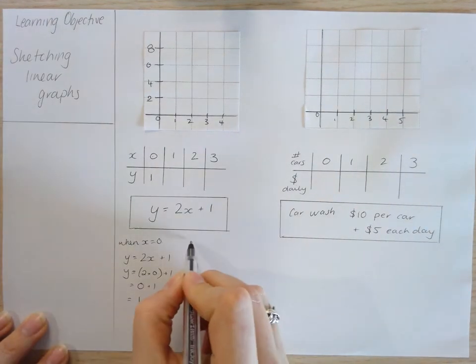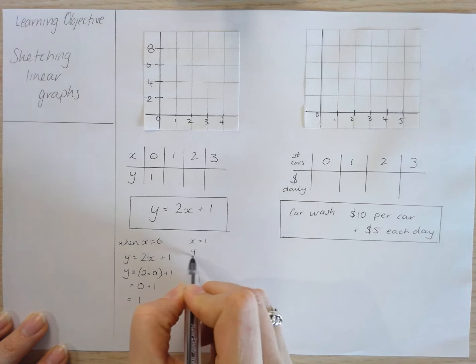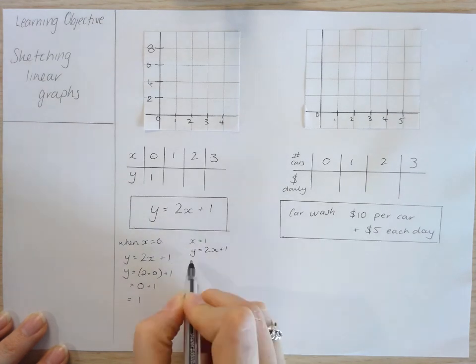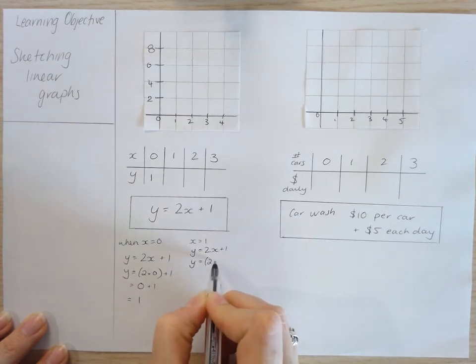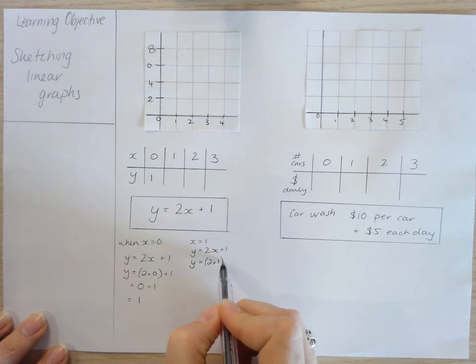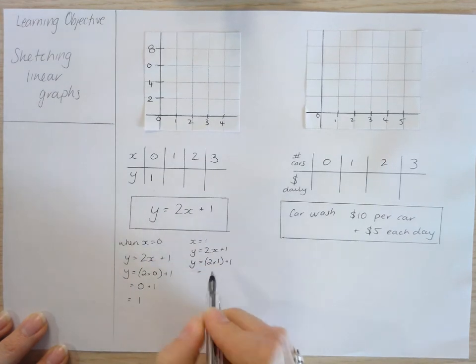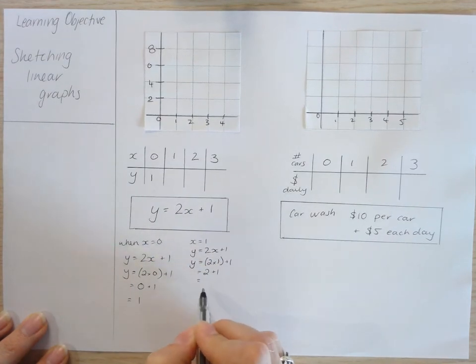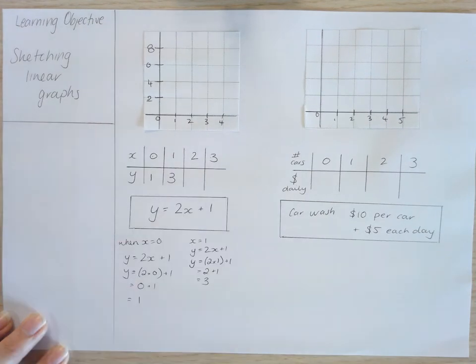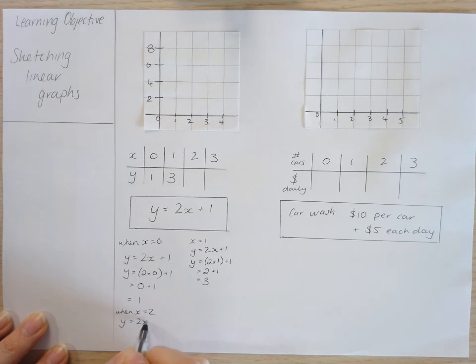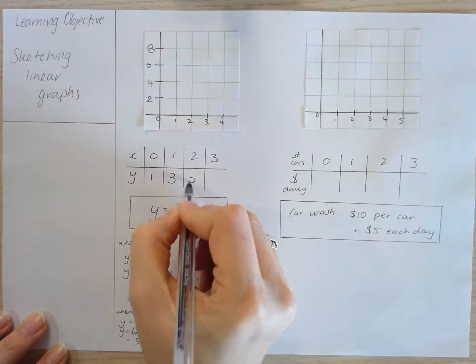We have to keep going like that, so when x equals 1, y equals 2x plus 1 again, so y equals 2 times 1 this time, plus 1. 2 times 1 is 2, adding in the extra 1 gives us a value of 3, and we can put our y value into our table. Let's keep going. When x equals 2, y equals 2x plus 1, we know that x equals 2 this time, so it'll be 2 times 2 plus 1. 2 times 2 is 4, plus 1 is 5, so we can put that into our table.